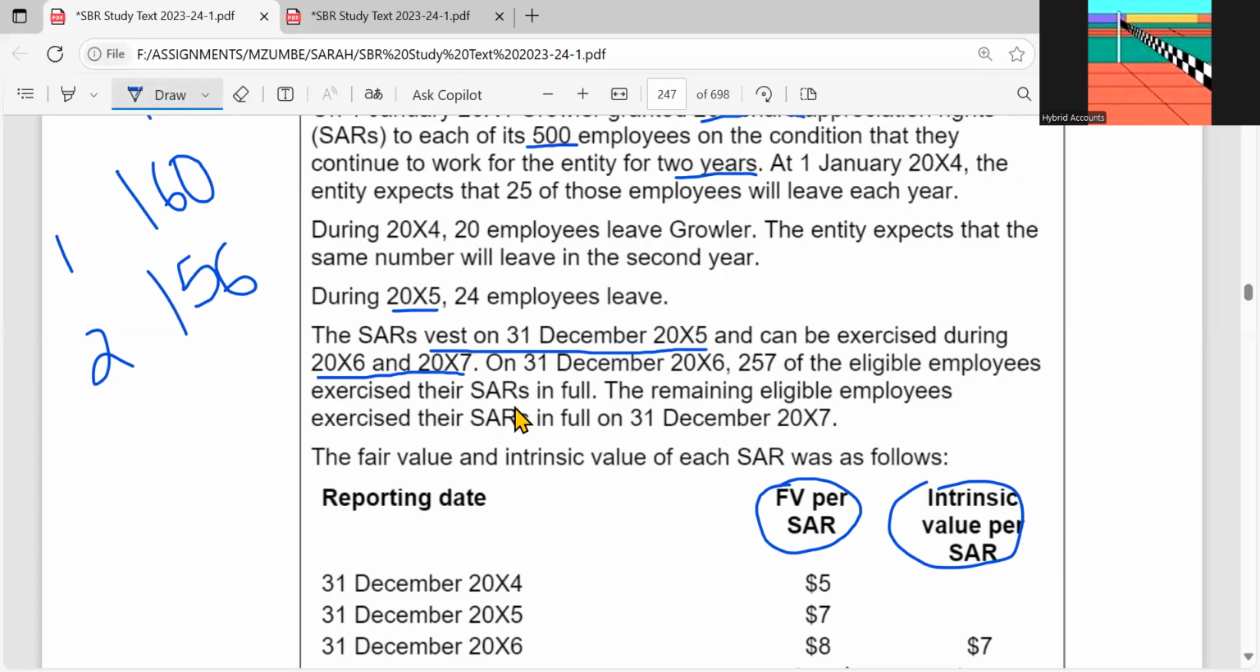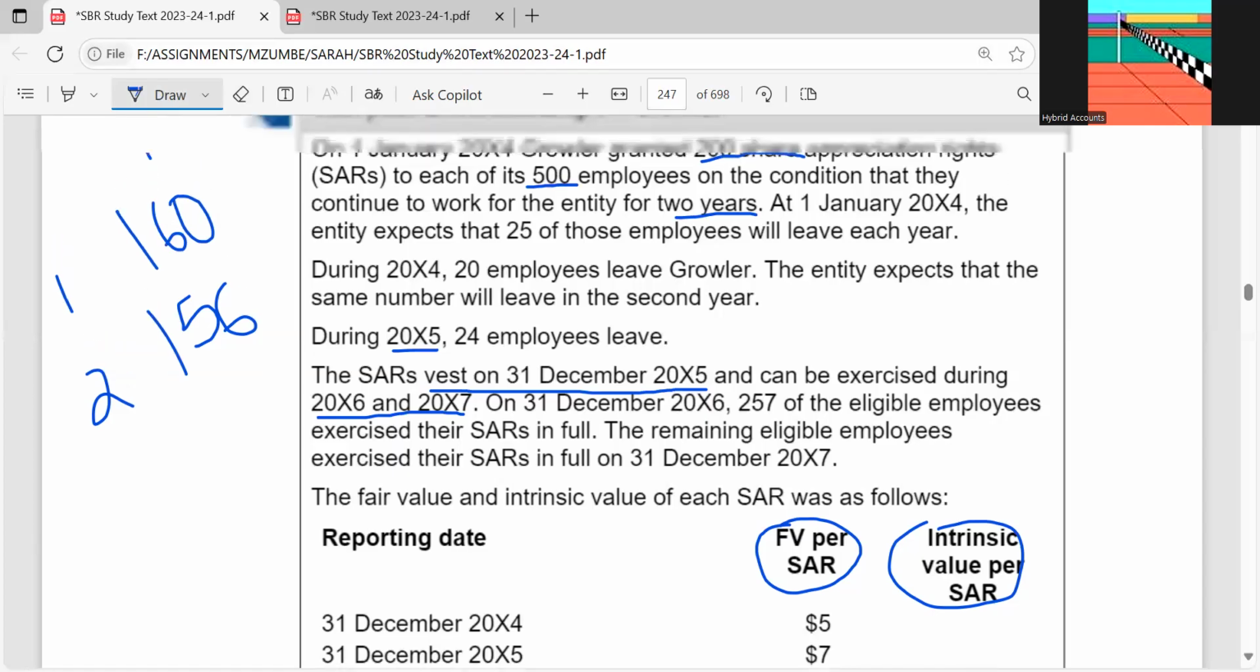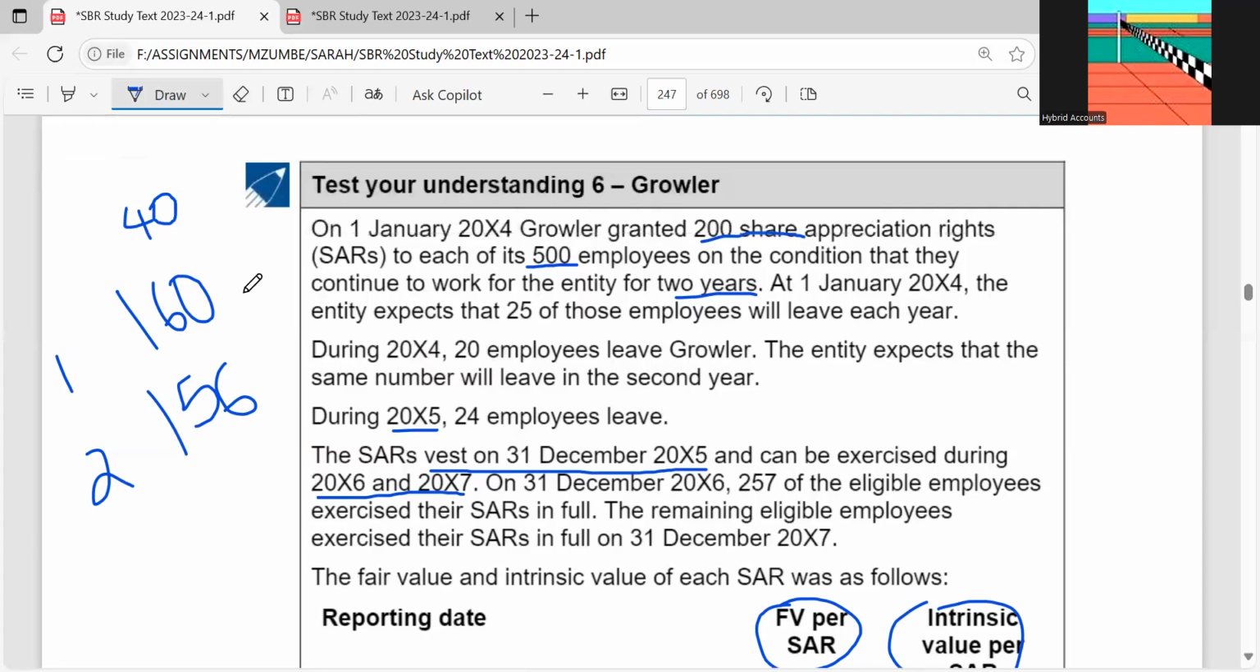You see now, we have only, oh, sorry, I'm very sorry. I did something wrong here. I read wrongly here.